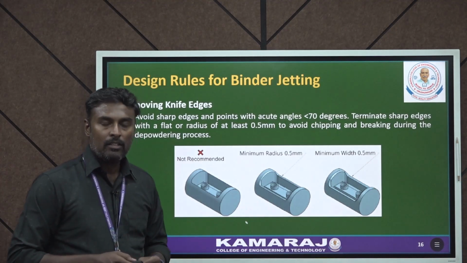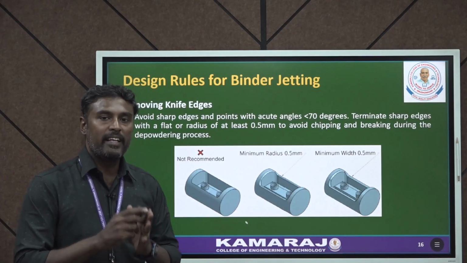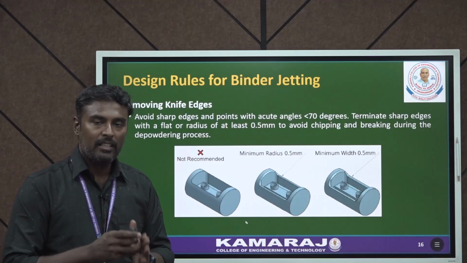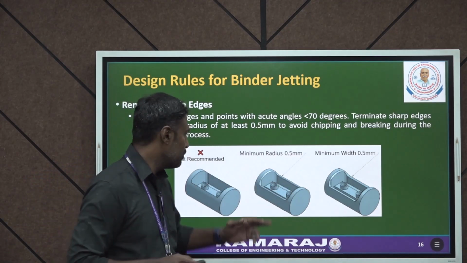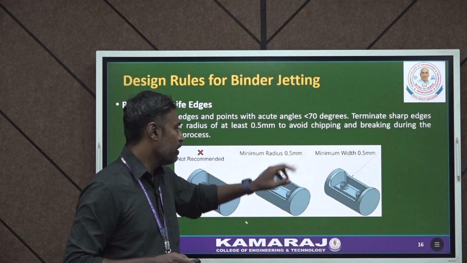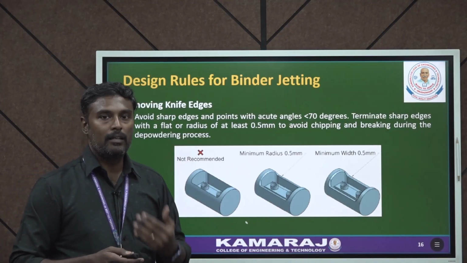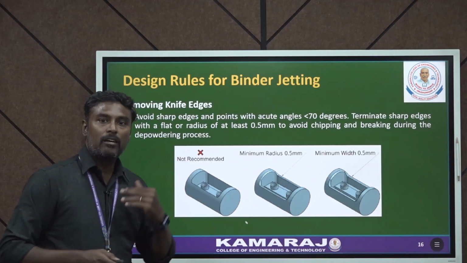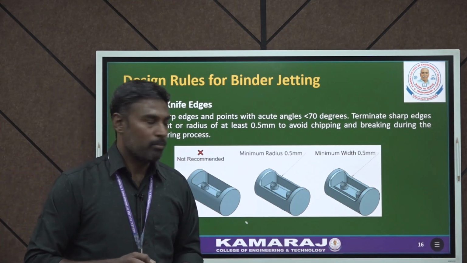And sharp edges. While 3D printing, another important thing is avoiding sharp edges. In case you want to avoid sharp edges, in the design stage you have to make some fillets like this. The fillet radius has to be a minimum of 0.5 mm, then only could the component be developed in the one-to-one stage. If it is too sharp, then it can't be developed at the production stage of the binder jetting process.